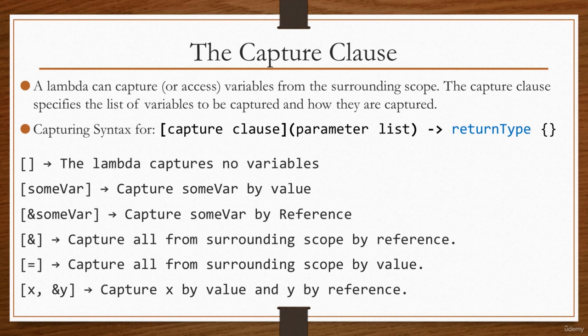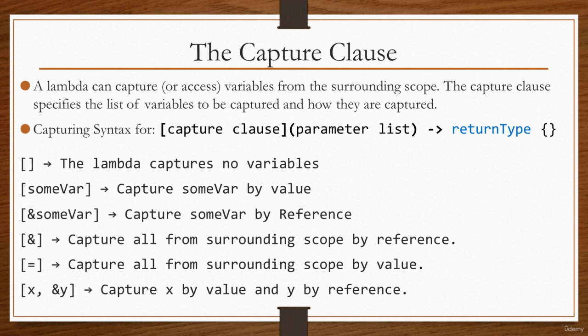The capture clause is between the brackets before the parameter list. If you leave the capture clause empty, then the lambda captures no variables. If you specify some variable x, variable y, or whatever you specify, then we capture some variable by value. Notice that we do not specify the type. You do not do int x and so on. It is not a parameter.